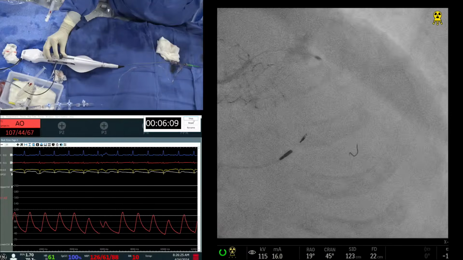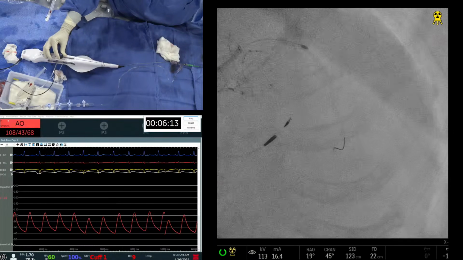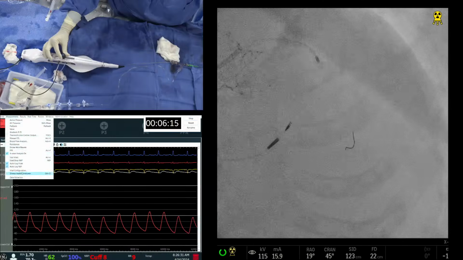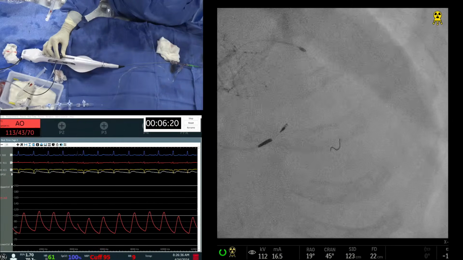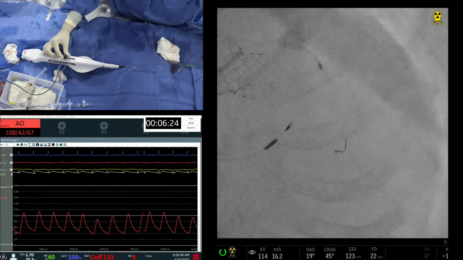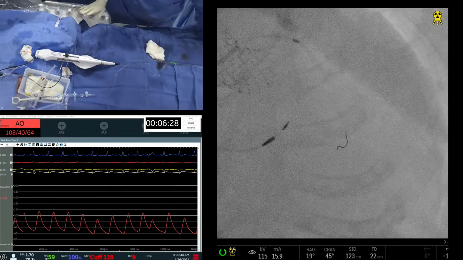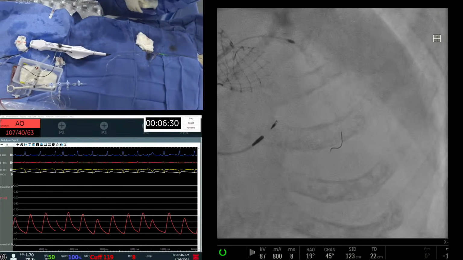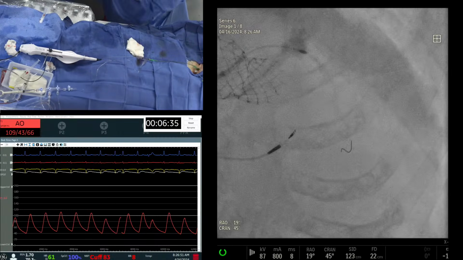Get the run through wire ready. Show the IVUS. No need. Make it interesting. Not imaging every single case.